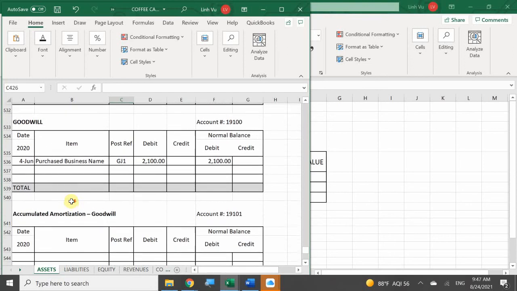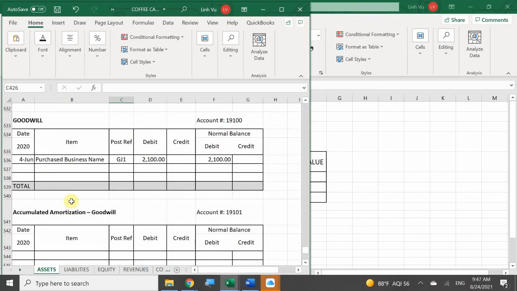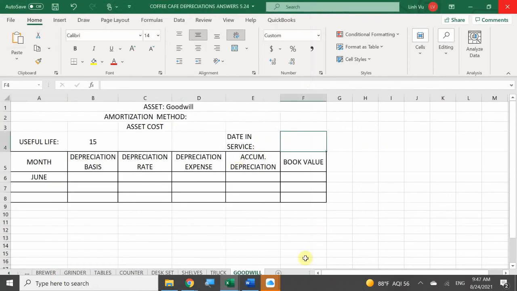So let's see goodwill. When did we buy it, because it starts right away, and how much did it cost? June 4th for 2100. Remember, intangible assets just act like trucks. They depreciate instantly, so the day that you buy it is the day that it starts to amortize. And it costs $2,100.